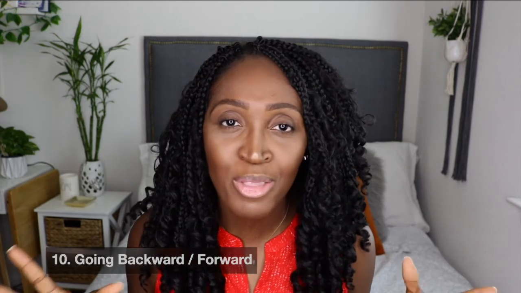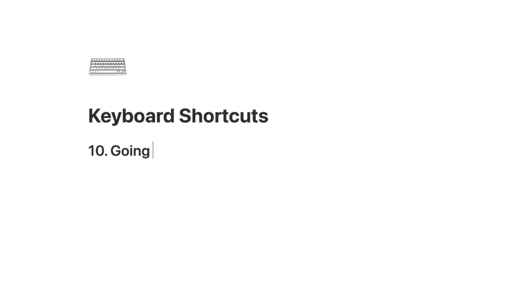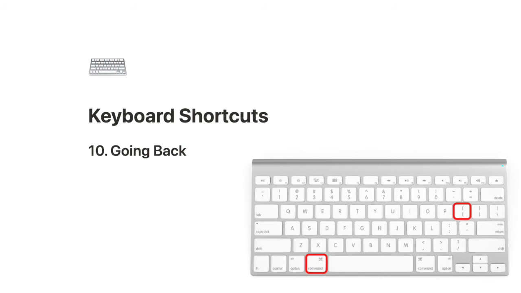Okay, and shortcut number 10, going back a page or forward a page. Now, who doesn't love the back button? And this is pretty easy to do also on Notion using the keyboard shortcuts. So all you need to do is hit Command plus the open angle bracket, or it might be called the back bracket, and I'll include them on the screen here so it's easy for you. And to go forward, it's pretty similar. You just hit Command plus the closed angle bracket or the forward angle bracket.